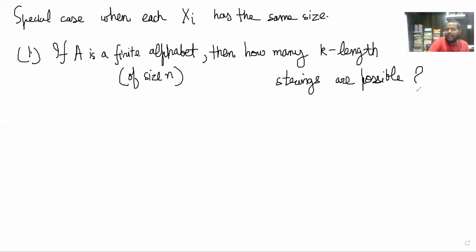By finite alphabet, what we mean is, like, the English alphabet has 26 letters, right? So n is 26 for the English alphabet. Similarly, Hindi will have a different number of letters in that alphabet. So A is any finite alphabet with size n, and how many k length strings are possible? So basically we are constructing a string of length k. Therefore we want a k tuple, right? X1, X2, X3, and Xk. And we are trying to find out how many such k tuples are possible.